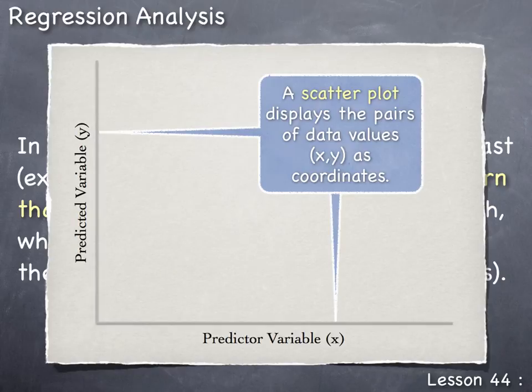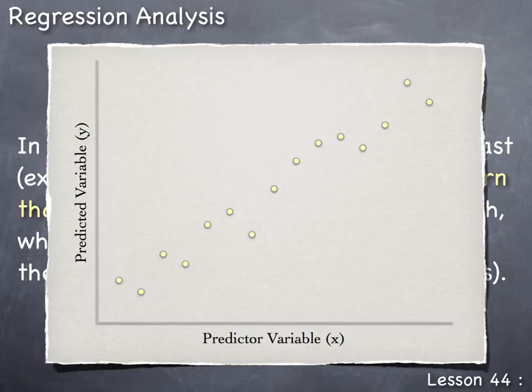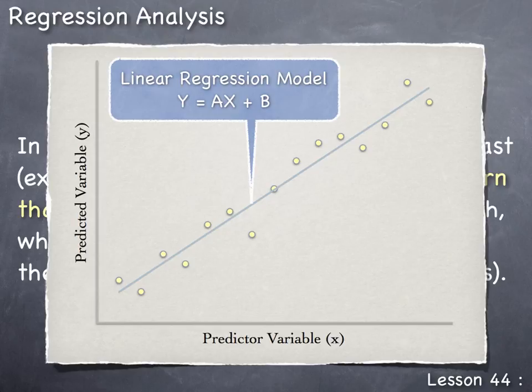A scatter plot displays the pairs of data values, x, y, as coordinates. So if all the pairs of data values are plotted in a scatter plot, we can reveal the pattern in the data. In this case, if the data points all seem to follow closely a linear relationship, a linear regression model can be applied. The linear regression model takes on the form of y equals a times x plus b, where a is the slope of the line and b is the y-intercept.